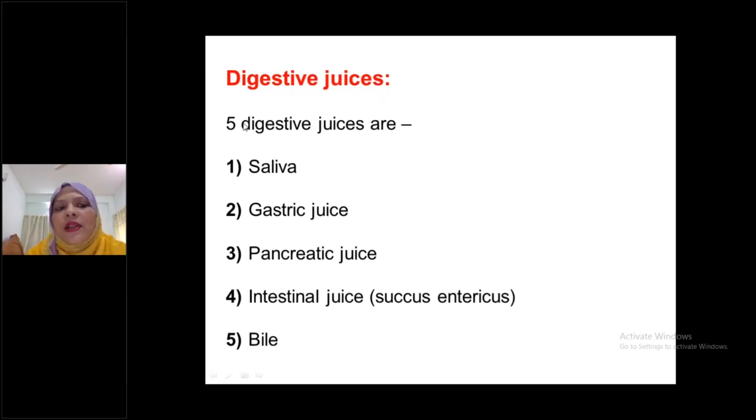Digestive juices. How many digestive juices? Already it is known to you that there are 5 digestive juices: saliva, gastric juice, pancreatic juice, intestinal juice, that is succus entericus, and bile. These are the 5 digestive juices present in our body.